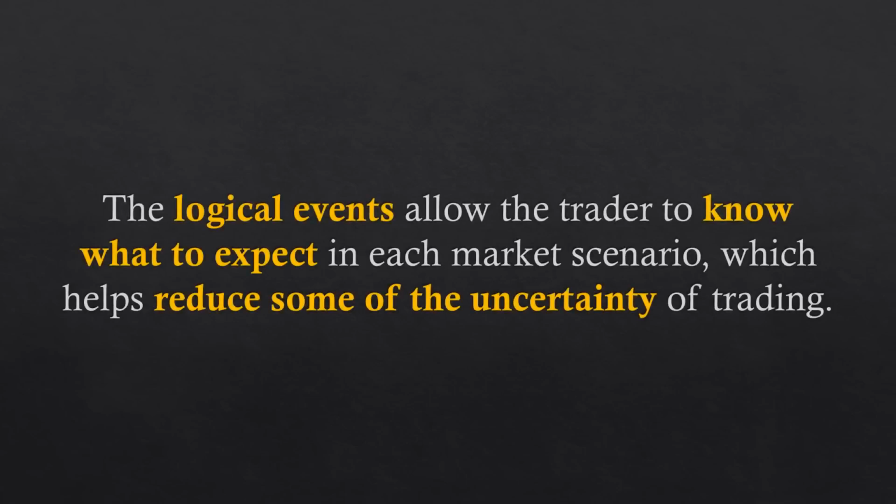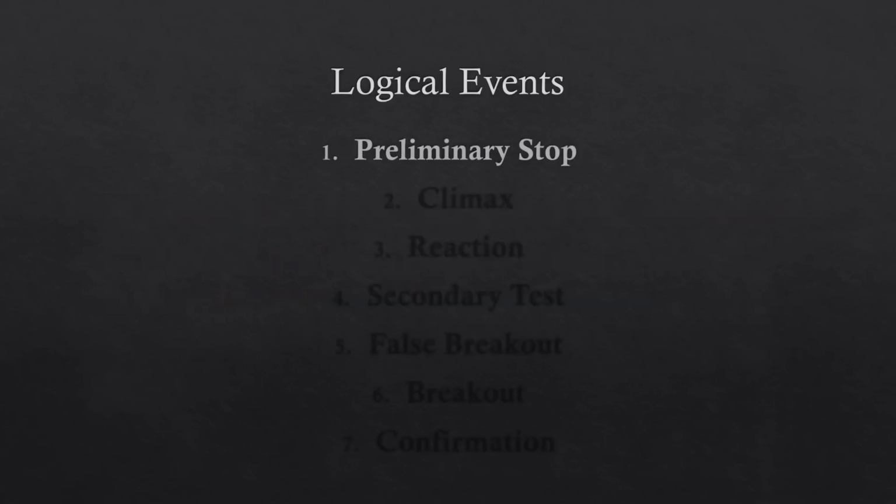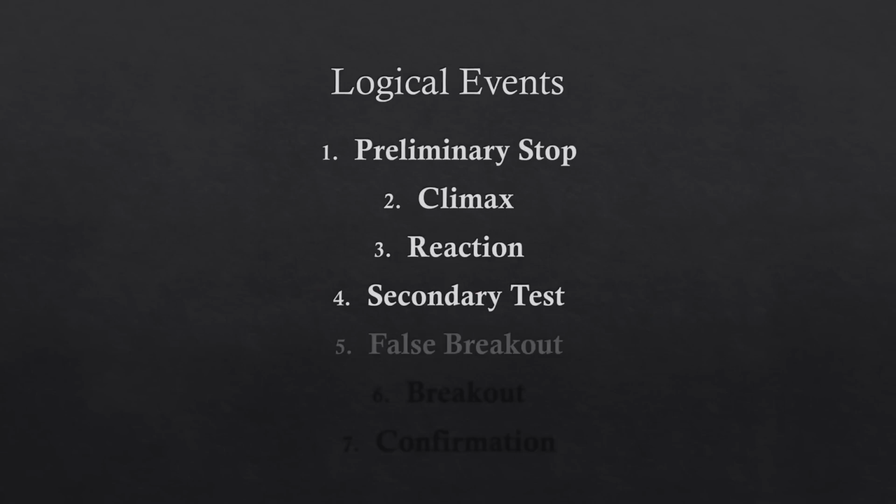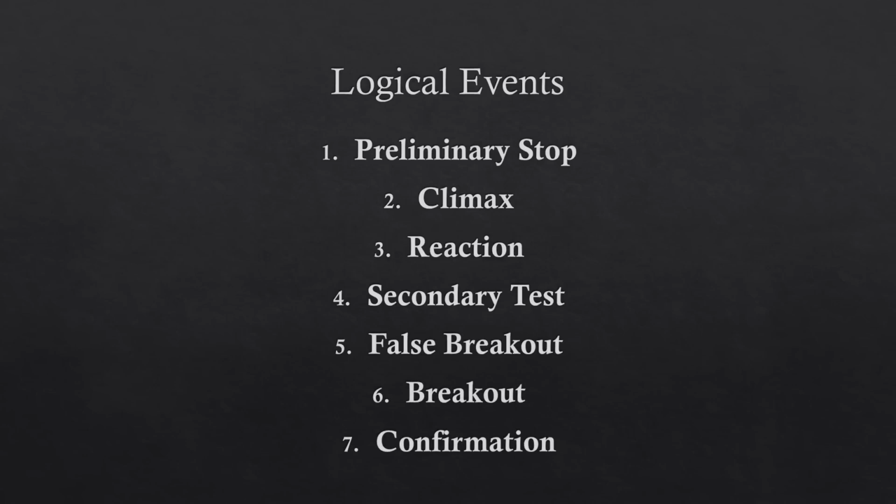The main advantage in this is that the trader knows what to expect in each market scenario, which can help reduce some of the uncertainty of trading. These events are the preliminary stop, the climax, the reaction, the secondary test, the false breakout, the breakout, and the confirmation. Next, we'll examine each of these 7 events more carefully, starting with the preliminary stop.